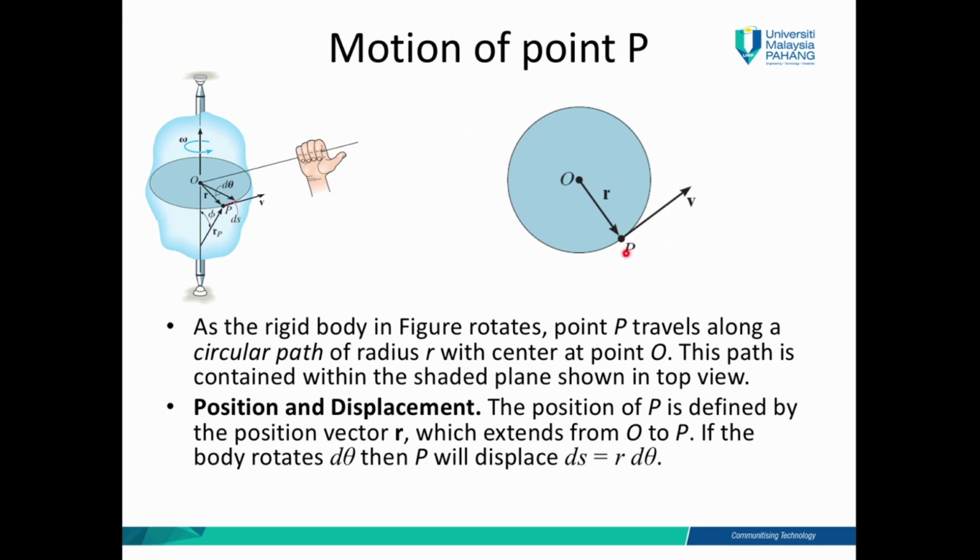So if the body rotates by d theta, a little bit of change of angle, P will be displaced by an amount ds, the displacement of P from one point to another point. The ds is equal to the value of r times the angular displacement d theta.